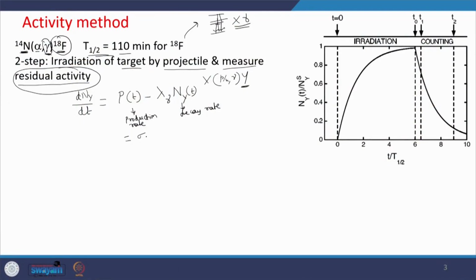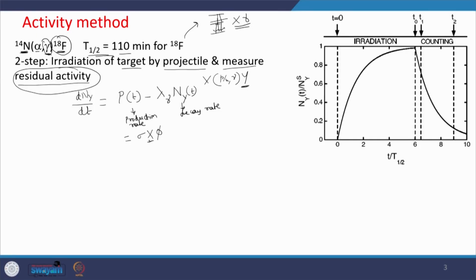And how to represent this production rate? It is equal to the cross section of the nuclear reaction, of course a function of space and energy, times the number of target nuclei, x, and the flux of the incident beam. Flux is the number of projectiles per unit area per unit time, x denotes the number of target nuclei and sigma denotes the cross section.